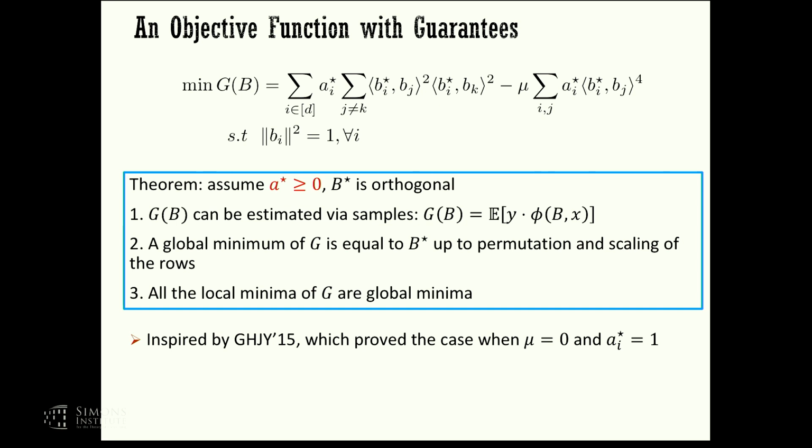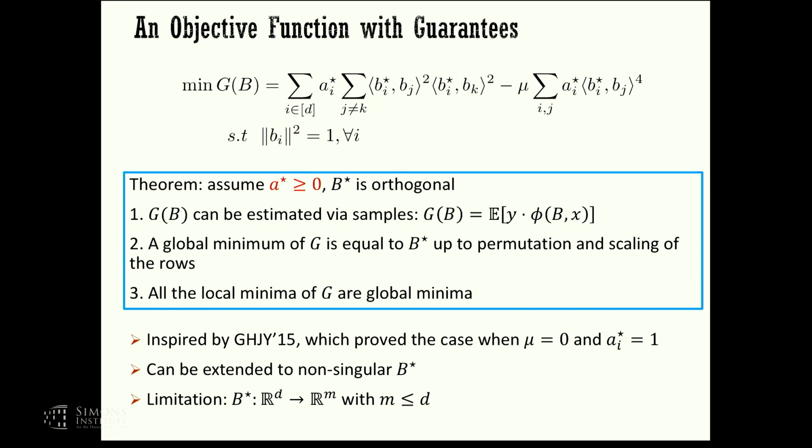It's a little bit involved, but how do you prove all local minima are global? What you do is you try to compute all the saddle points and all the critical points, and at least you get some properties of the critical points. Then you plug those properties into the Hessian and see which ones can survive, and you get all the local minima, and they happen to be global minima. This can be extended to non-singular B stars, but the limitation is that we can only deal with the case when B star maps from higher dimension to lower dimension, which means that the hidden variable dimension has to be lower than the data dimension.